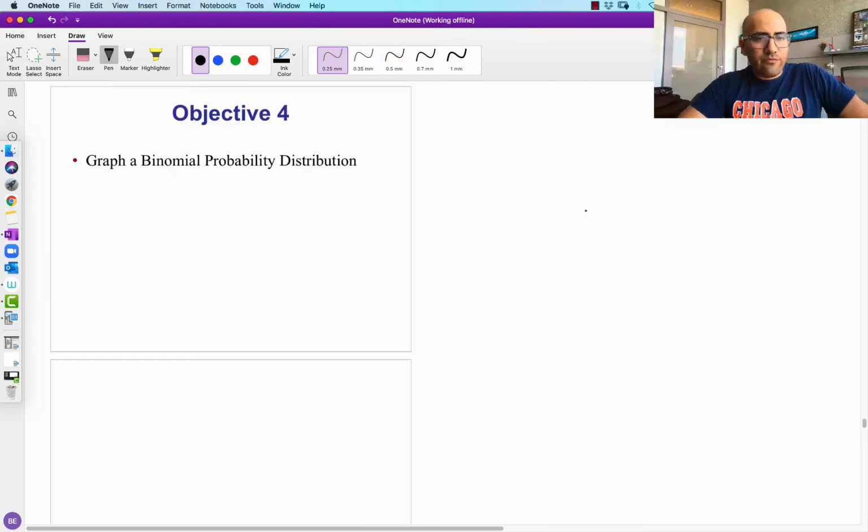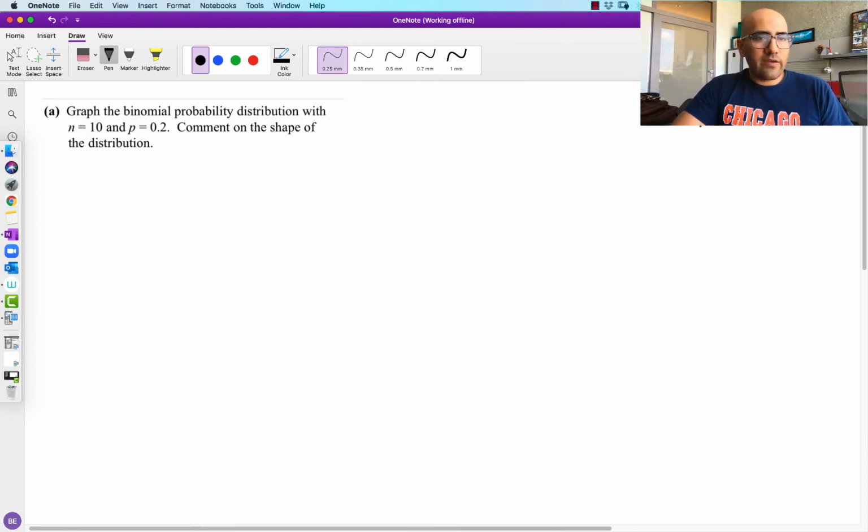Okay, objective number 4, graphing binomial probability distributions. So let's take a look at this example. Okay, so graph the binomial probability distribution with n equals 10, p equals 0.2, and comment on the shape of the distribution. So in order for us to be able to graph it, we need to know what values we're going to graph, right? So if n equals 10 and p equals 0.2, let's create the table that's going to have the values that we need to graph.